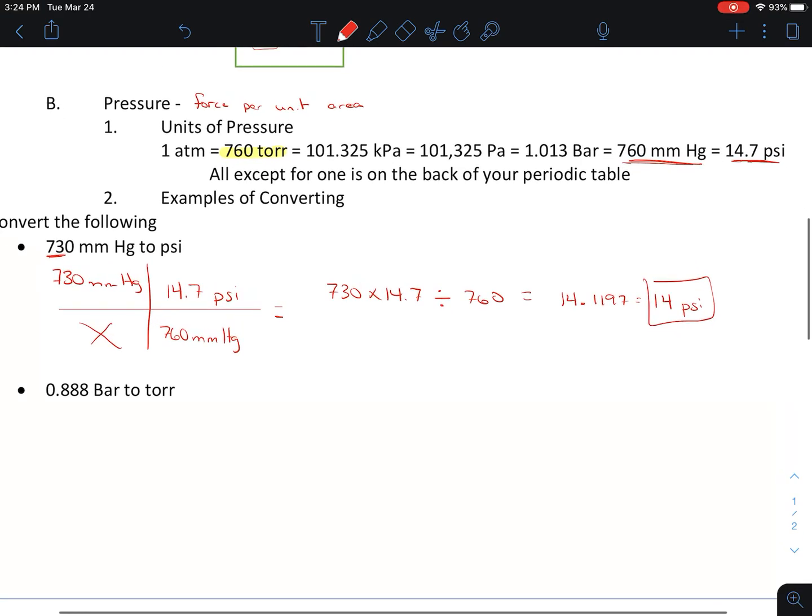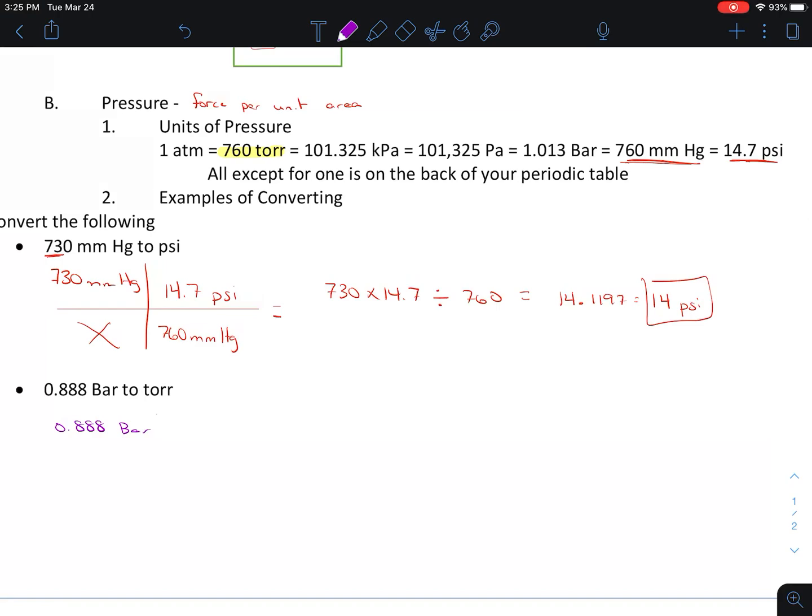Let's try one last one. I'm going to change color here so we can see what we're doing. We'll go purple here. We've got 0.888 bar, and we're taking that to torr. Again, we'll put the bar on the very top left of our T-chart. On the bottom, we find what it is equal to in bar, so we put 1.013 bar on the bottom. On top, we're going to put torr, which is that 760, so 760 torr on top.